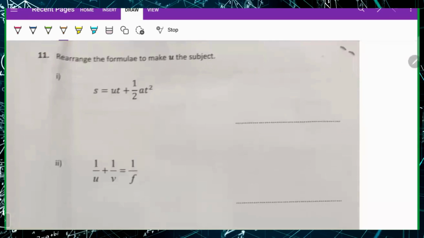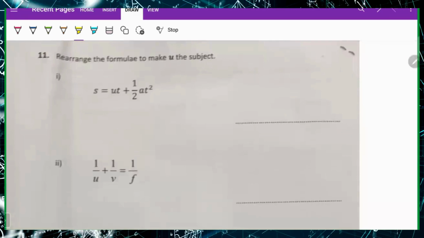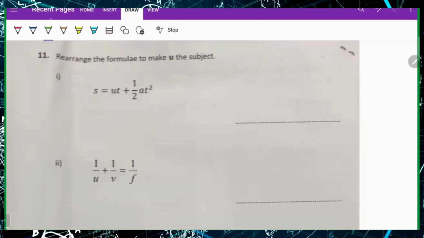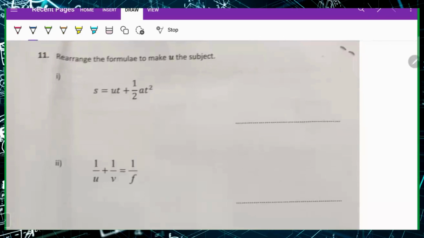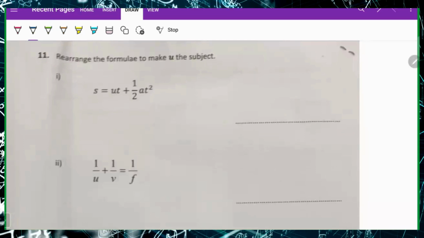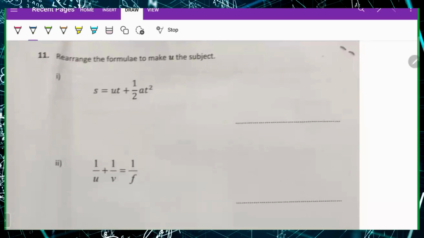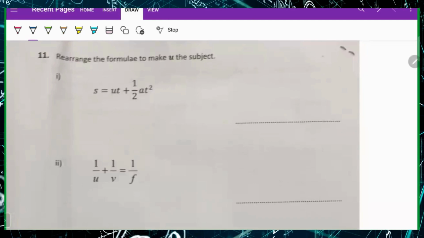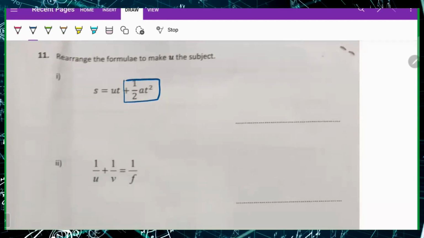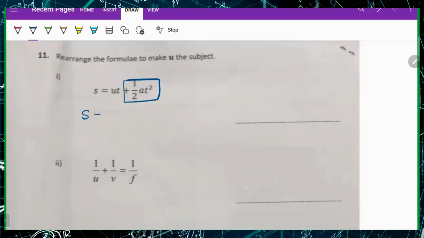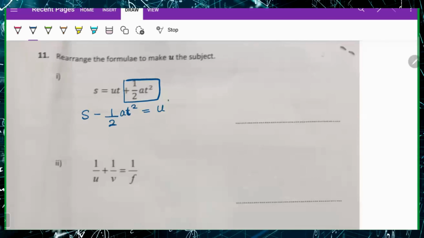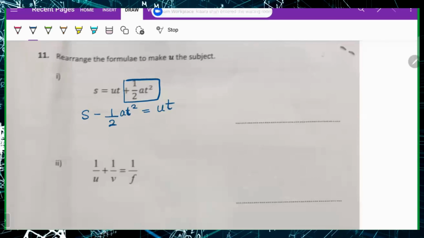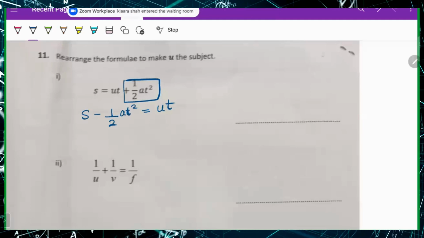It says rearrange the formula to make u the subject. Whenever you have to make u the subject, you have to keep u alone. Rest everything goes to the other side. Easiest one would be to see the one which is not too attached with it. So first thing you will do is plus half at square. So s minus half at square is equal to ut. You have to make u the subject of the formula.